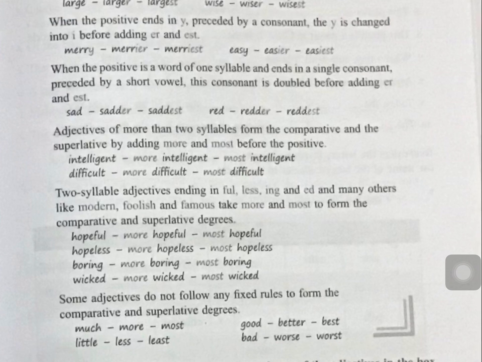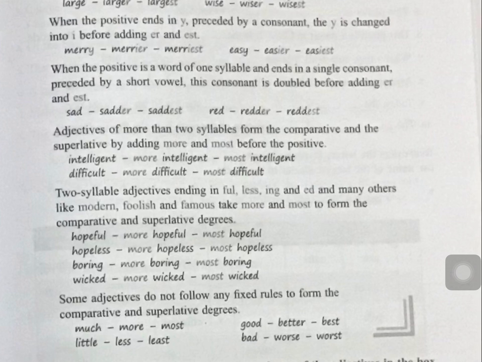In the same way, when the positive is a word of one syllable and ends in a single consonant preceded by a short vowel, this consonant is doubled before adding er and est. So here the positive is a word of one syllable, sad, ending in a single consonant, d, preceded by a short vowel. Preceded by a short vowel means before this consonant, what is there? Short vowel, a is there. Then what do they do, children? The consonant is doubled, sadder. So before we write the comparative or superlative form, that last letter is doubled, dd, and then er is added, and for superlative est is added.